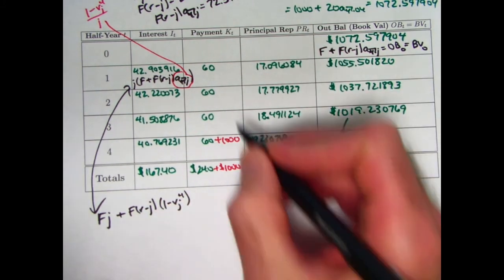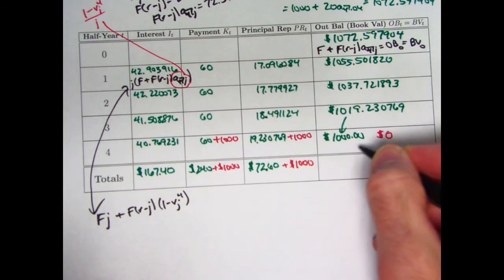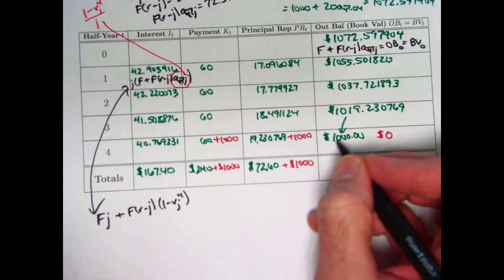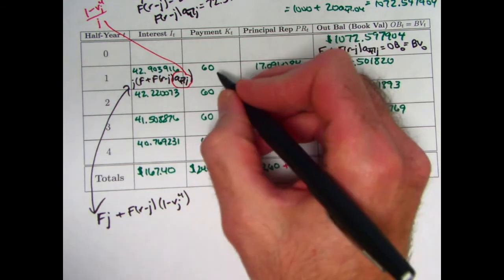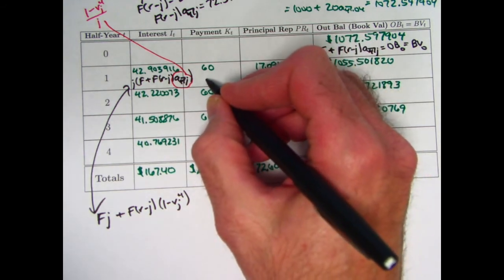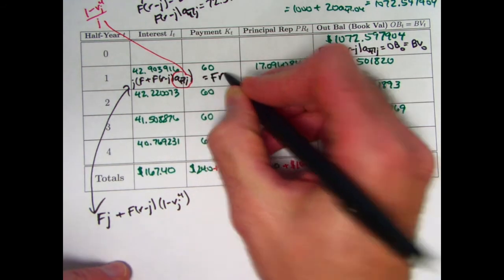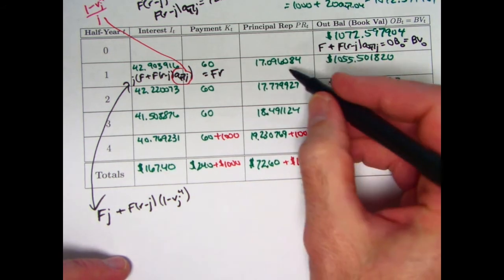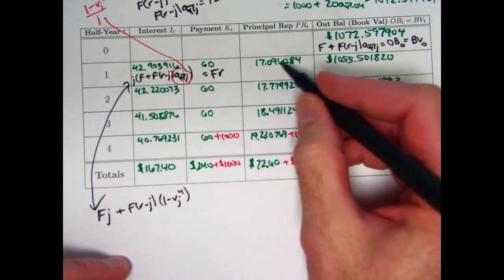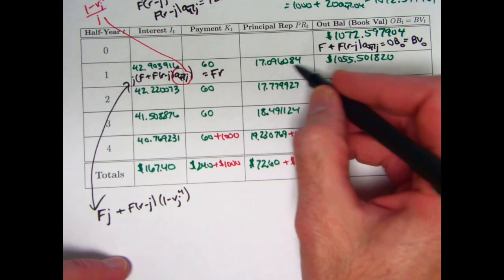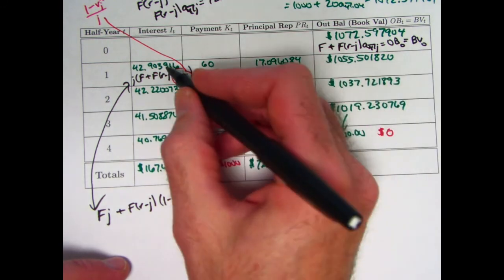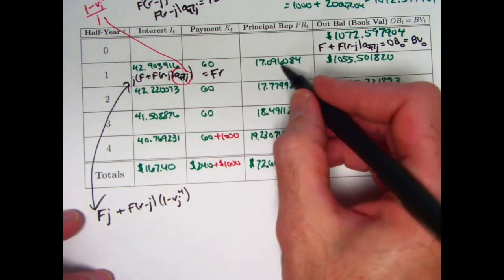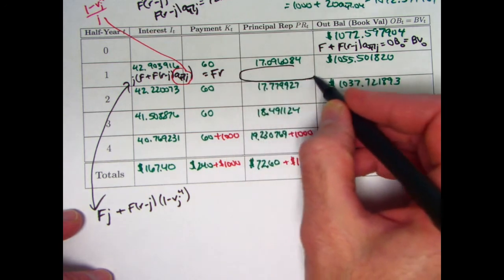They need to pay down their outstanding balance down to the redemption amount here at time 4. The payment is just the coupon. It's 60, which is F times R. Let's now figure out a formula for the principal repaid. Remember that we found this number by taking 60 minus that number, so let's do that symbolically now. What's going to go here?